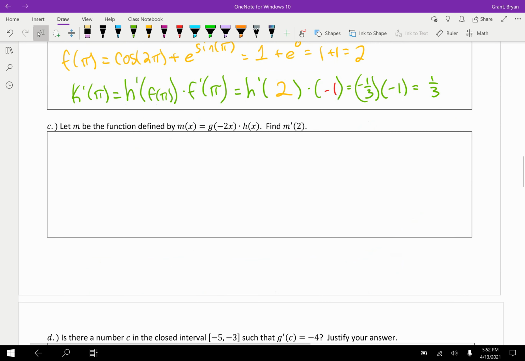Okay, part C. Let m be the function defined there. Find m prime of 2. You see what I mean about these wildcard questions? They're really just testing you on your derivative and integral skills, so it's nothing too terrible.